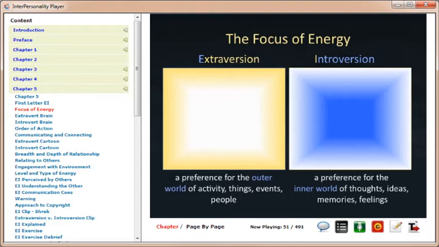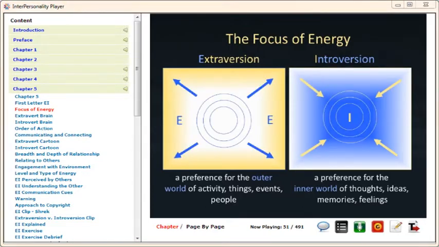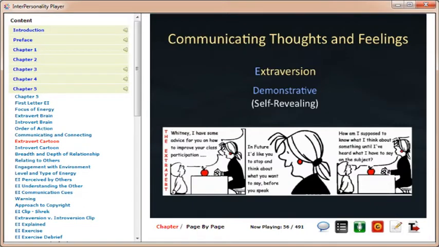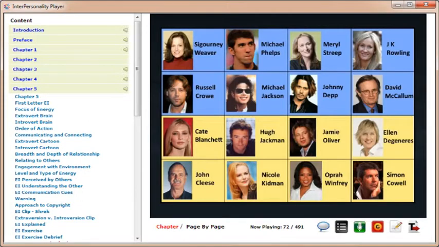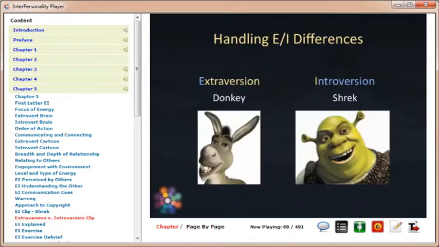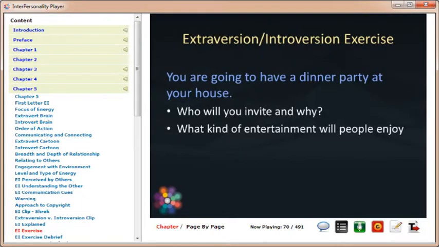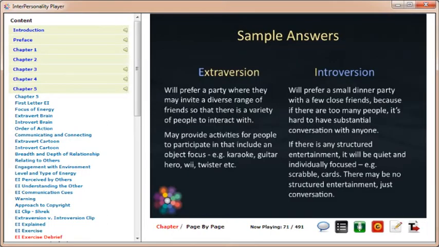Surprisingly, E's and I's handle situations very differently, from the way they engage with the outside world to how they relate to others and how they perceive each other. You will also learn communication cues you can use to detect the EI preference and some celebrity examples. At the end of the chapter is a video clip demonstrating the EI preference in action and an exercise to assist you to discover whether you are an introvert or an extrovert.